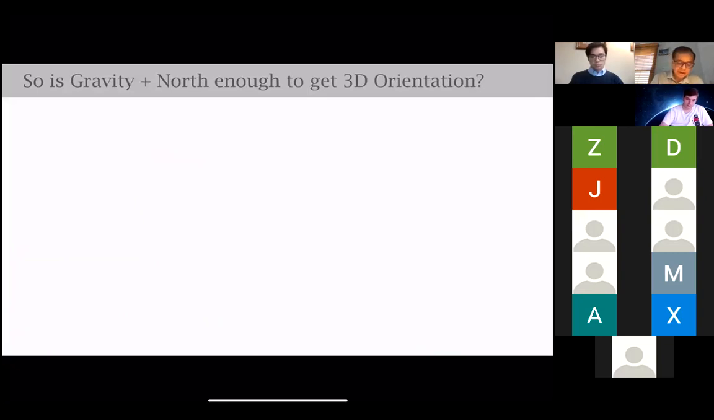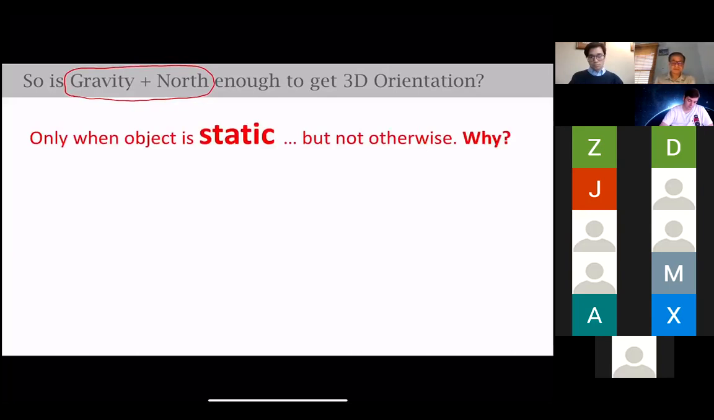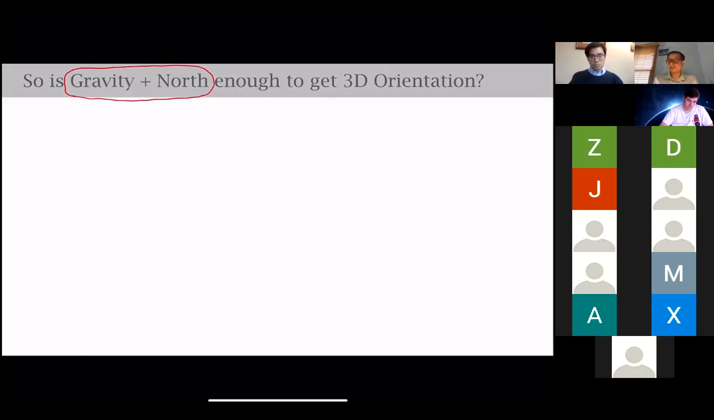So the question is: is gravity plus north enough to get 3D orientation? Okay. Sorry, I may have given out the answer. Is gravity and north enough?